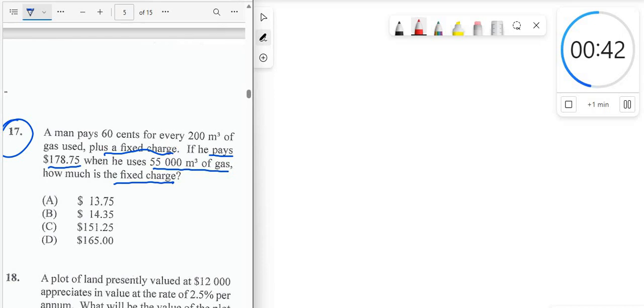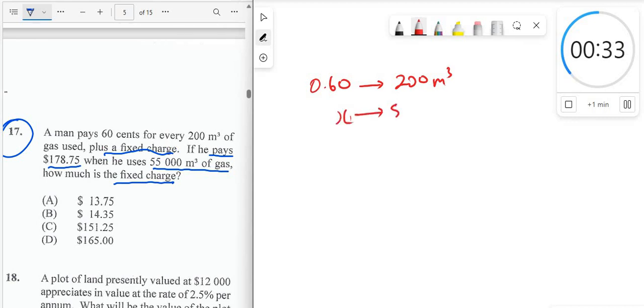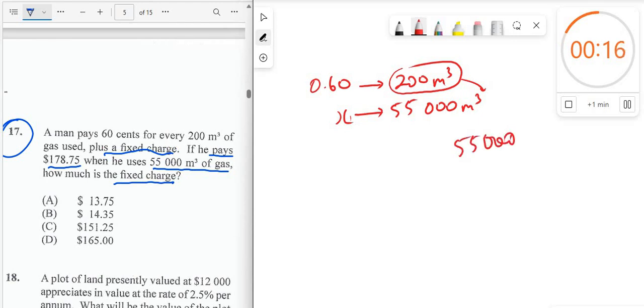All right, remember it's 60 cents. Let's write it down. 60 cents for every 200 meter cube used. So how much is it for 55,000 meter cube used? What we can do here is find out how many 200 meter cube of gas are in this. So you divide 55,000 by 200 meter cube to find out how many 200 meter cube you have in that, and then to get the cost, you multiply by 60 cents.